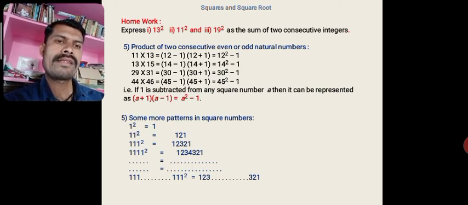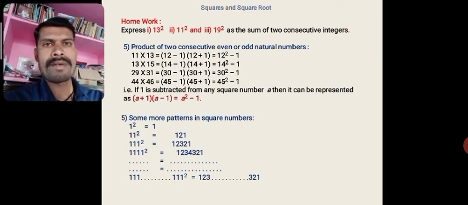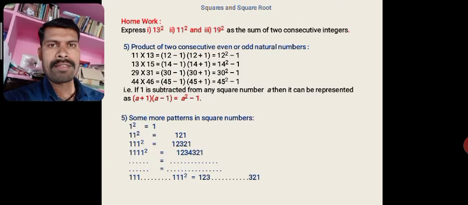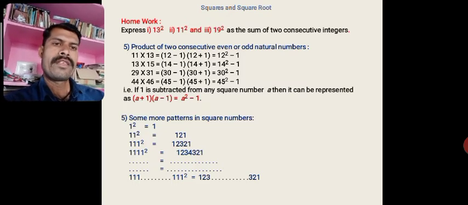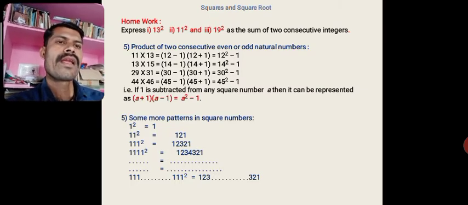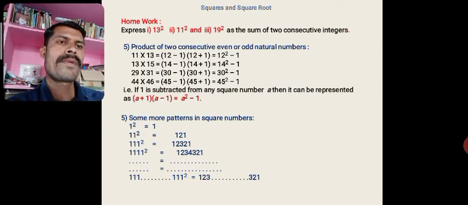111 square is equal to 1 2 3 ... 3 2 1. That will be the last palindrome. Okay, so you see that can also be written. Some more patterns are like this.